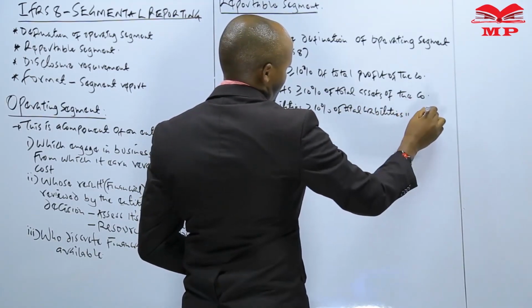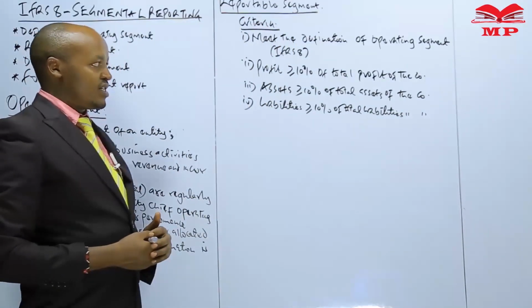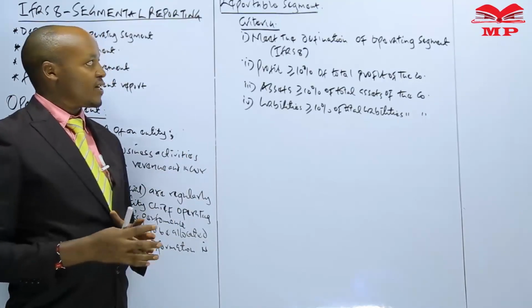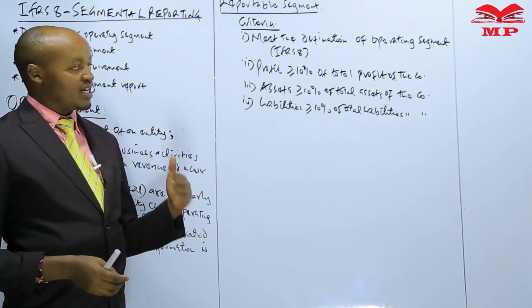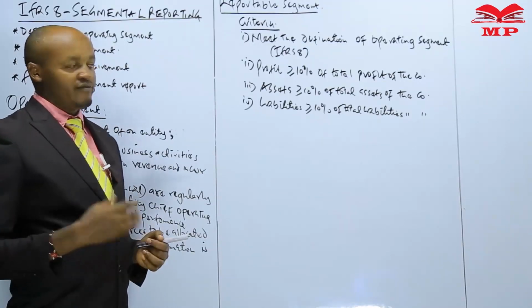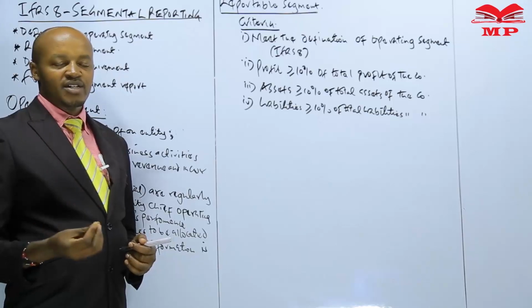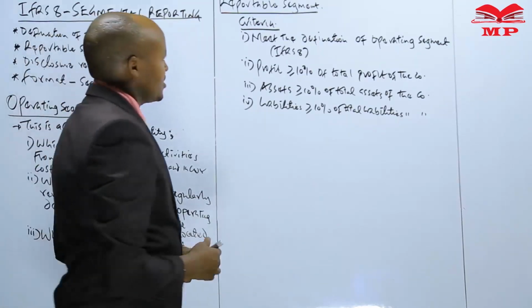of the whole company. So it means that if a component of an entity meets those criteria, then it is deemed to be a reportable segment, meaning that whenever a segment report is to be prepared, separate information about that particular segment will need to be disclosed in that segment report.